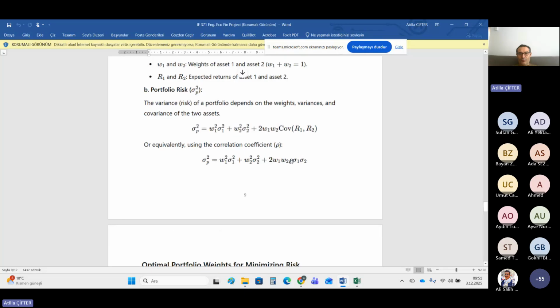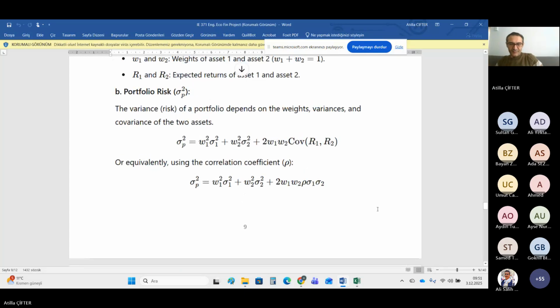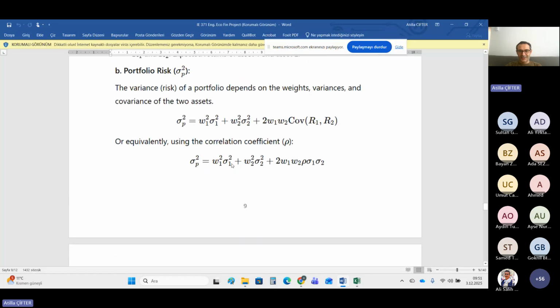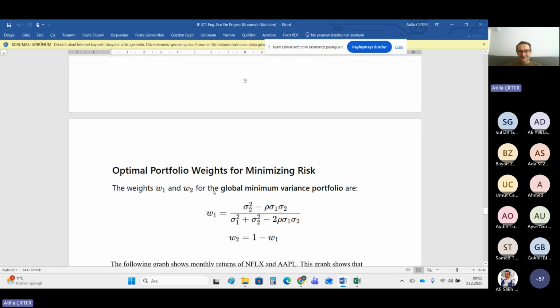So what we understand from the formula is that if we have a positive correlation, which means the stocks move in the same direction, then our variance increases. If we take negatively correlated stocks, then you can see that our variance decreases. So this is the formula. But the problem here is how we can estimate weight 1 and weight 2. In class, we learned that we need to use this formula, even in your midterm exam.